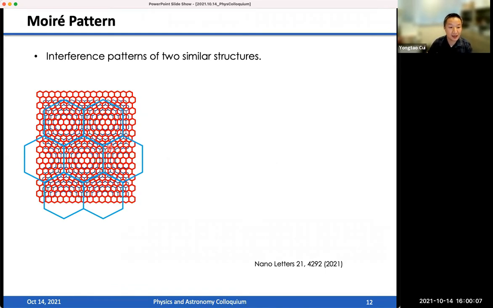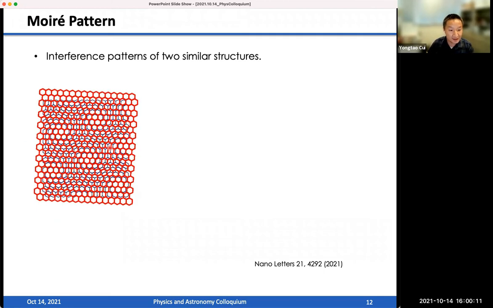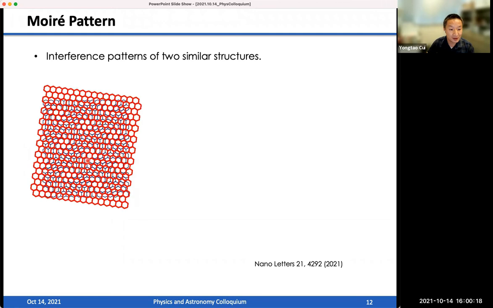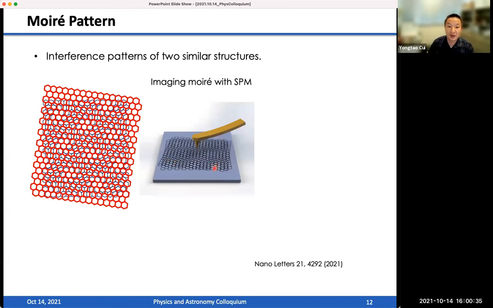And this Moiré pattern is very sensitive to the angle alignment. If I rotate this lattice by just a couple of degrees, you can see the periodicity changed. And if I rotate a little bit more, you can see the periodicity now shrinks a lot. At the largest periodicity, the length scale is on the order of 10 nanometers, or sometimes even on the order of 100 nanometers. So that allows us to use scanning probe techniques to image this Moiré lattice.